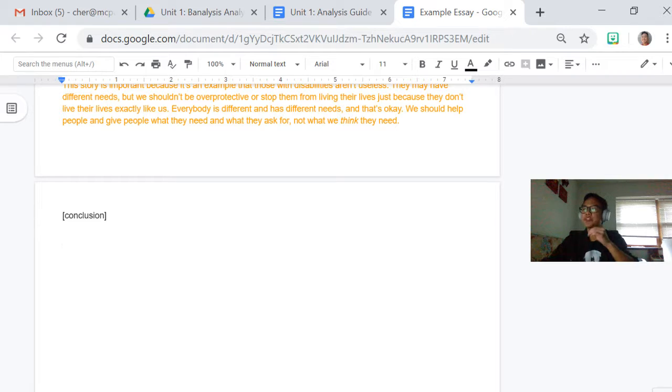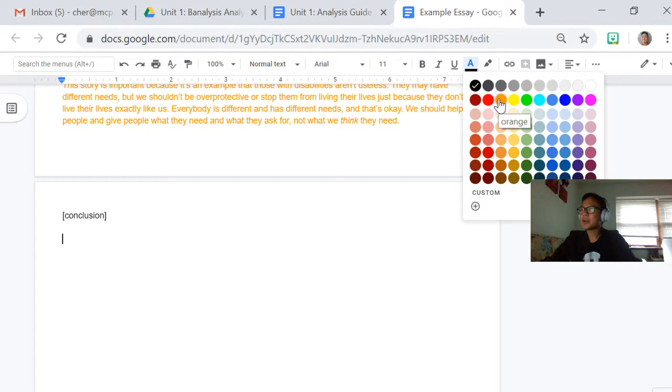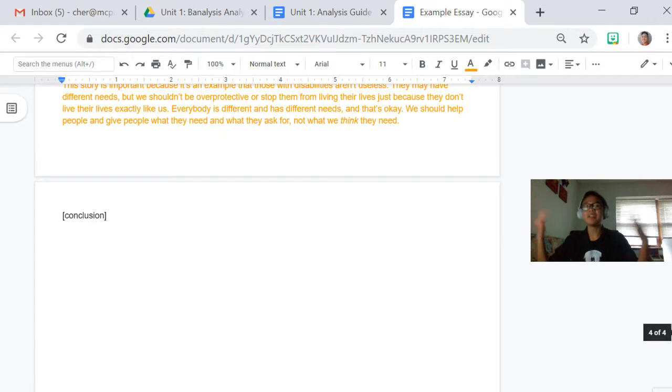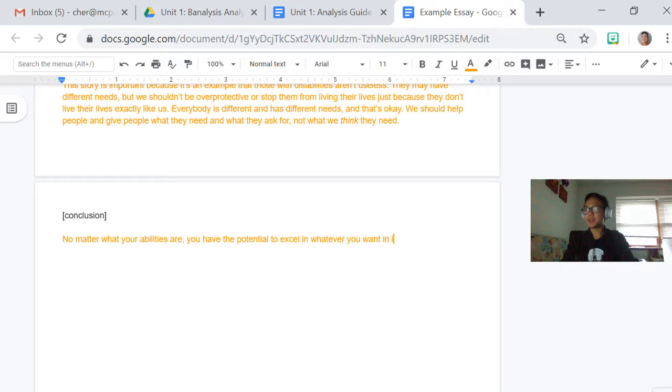I think I want my conclusion to be kind of like a direct message to the reader. So I might say something along the lines of, and I'm going to make this orange again because it's beyond the lines. I'm not just talking about the story. I'm talking about a greater message. So no matter what your abilities are, you have the potential to excel in whatever you want in life as long as you're willing to put the work in.